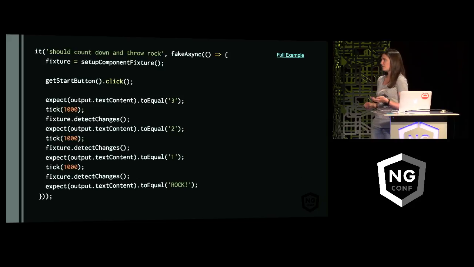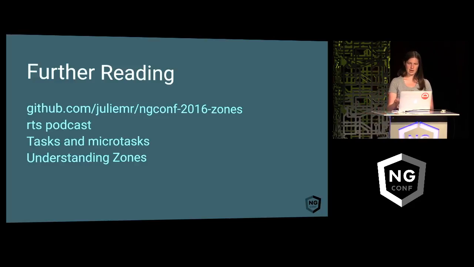fakeAsync will warn you if at the end of your test you still have anything pending that it knows about. And behind the scenes, this uses zones to actually intercept and not forward on requests to schedule tasks. So fakeAsync is keeping track of its own queues of events and firing them manually and truly synchronously when you call the tick function.